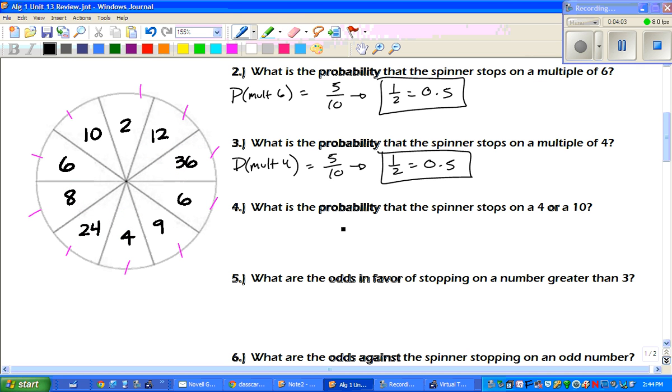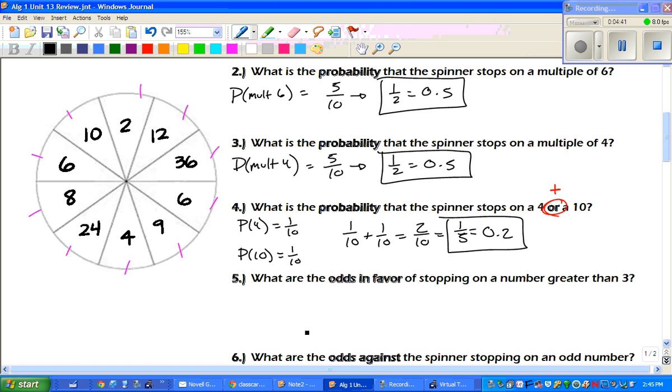Alright, number 4, what is the probability that the spinner stops on a 4 or a 10? I'm emphasizing the word or because or tells us that we need to add. So the probability of getting a 4 would be 1 out of 10. And a 10, there's only 1 out of 10. So we need to add those two together, we get 2 out of 10, which reduces to 1/5. And as a decimal, you should get 0.2.